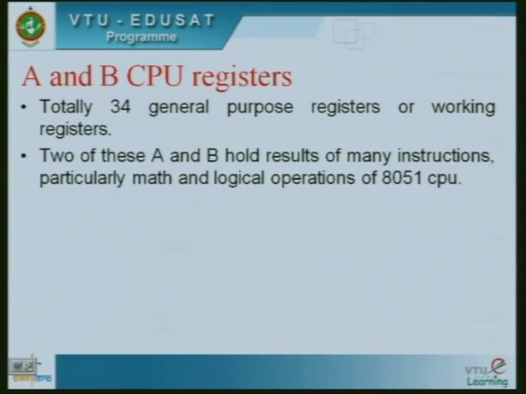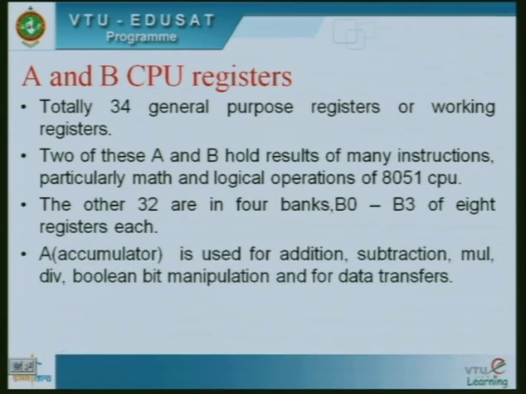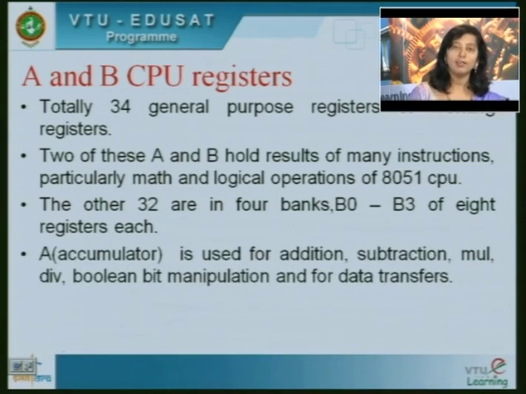I told you, almost always A will contain one mathematical operand surely. The other 32 are divided into 4 register banks, B0 to B3, and each bank will have 8 registers. So there are 4 register banks of 8 registers each. So totally 32 plus 2, 34 registers.